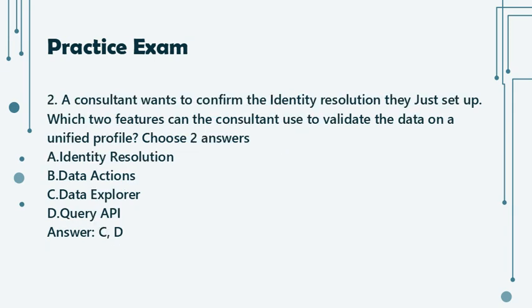2. A consultant wants to confirm the identity resolution they just set up. Which two features can the consultant use to validate the data on a unified profile? Choose two answers. A. Identity resolution. B. Data actions. C. Data Explorer. D. Query API. Answer: C, D.